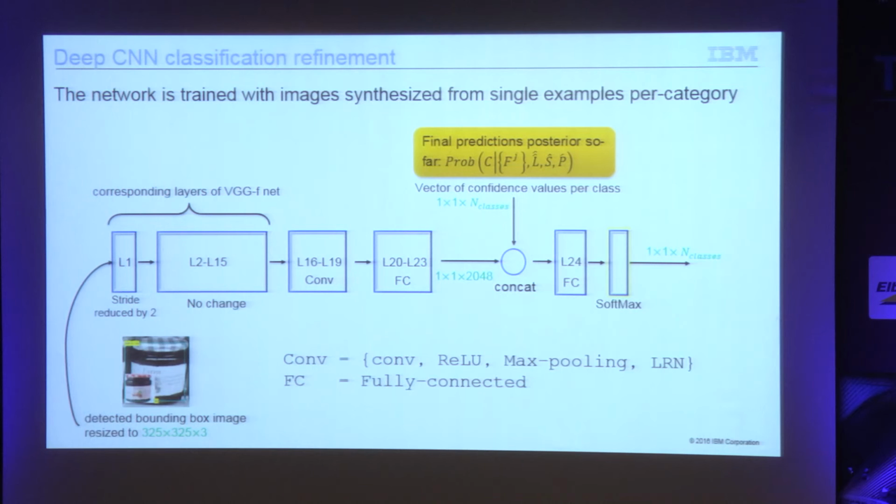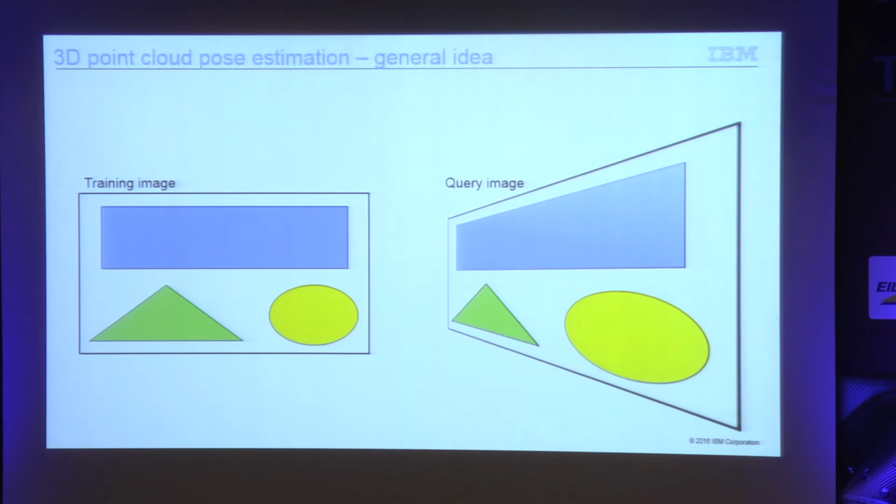In order to train this, of course, we can't do it on a single example per class, so we synthesize the data out of these examples, and this is used to improve results. I'll now very, very briefly go over the second application. We can actually straightforwardly apply this to the point cloud estimation problem, the pose estimation problem.